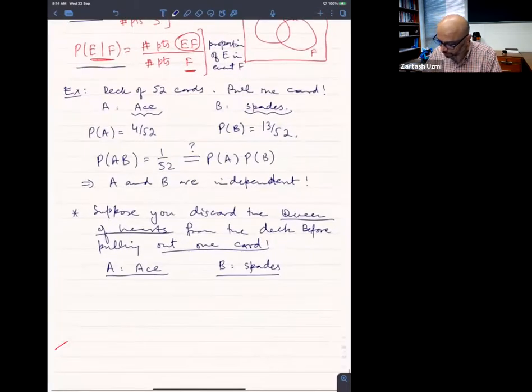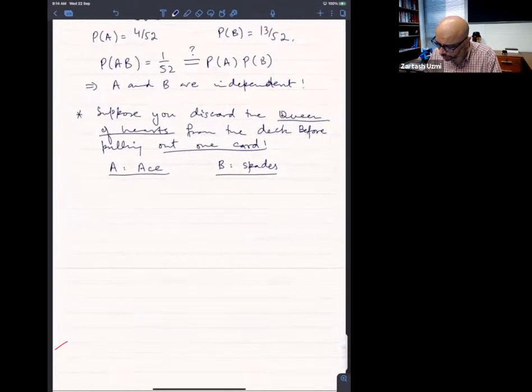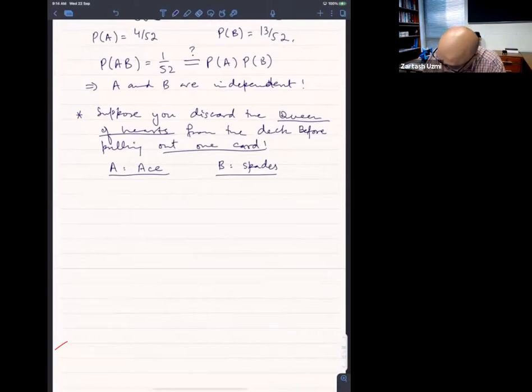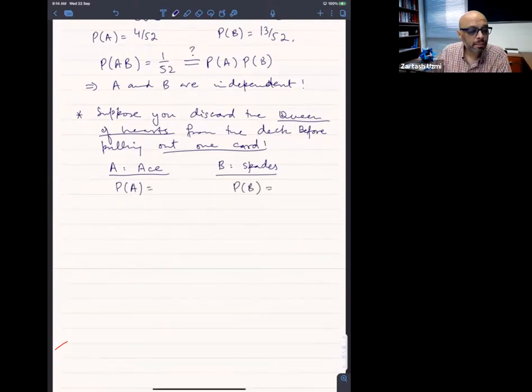We can compute these. But let me first ask you, what is the probability of A? Answers in the chat window. Probability of A is 4 out of 51. What is the probability of B? Probability is 13 out of 51.